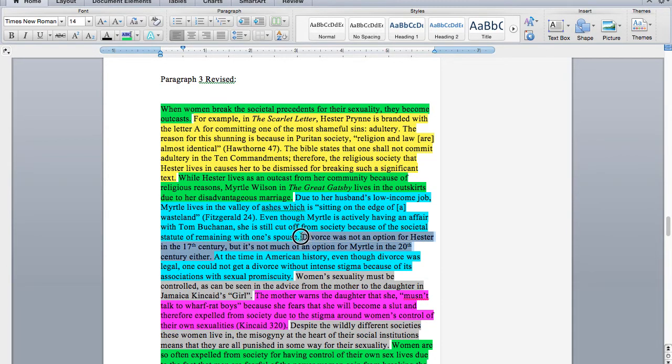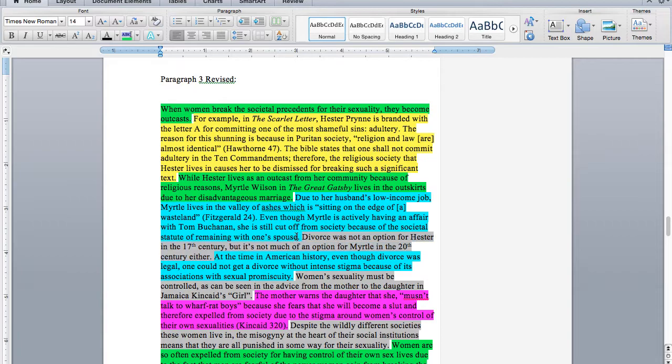I've added a few sentences here. This one in the middle, the first one talks about the adultery with Hester, and the second one talks about Myrtle and her marriage. Both are connected by the fact that neither woman could really seek a divorce for financial reasons and kind of societal reasons for Myrtle, and it wasn't even an option for Hester. So what I've done is I've added that sentence, basically.